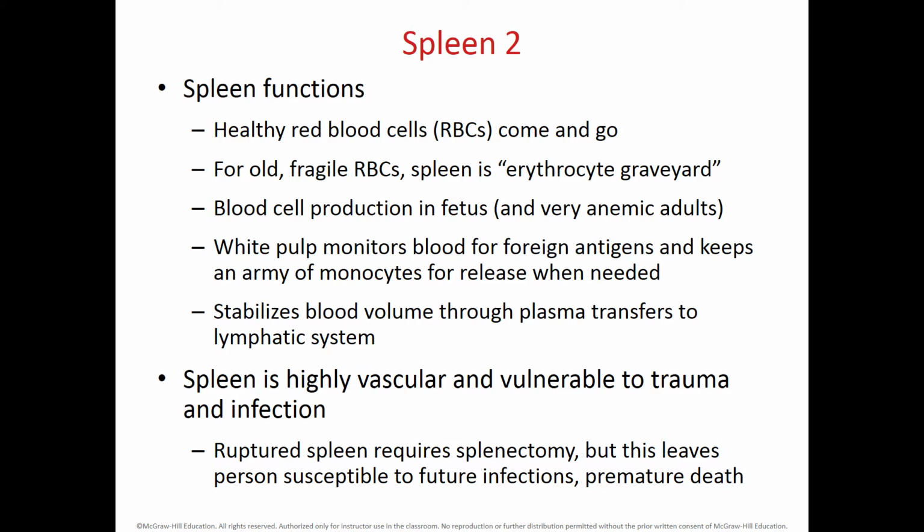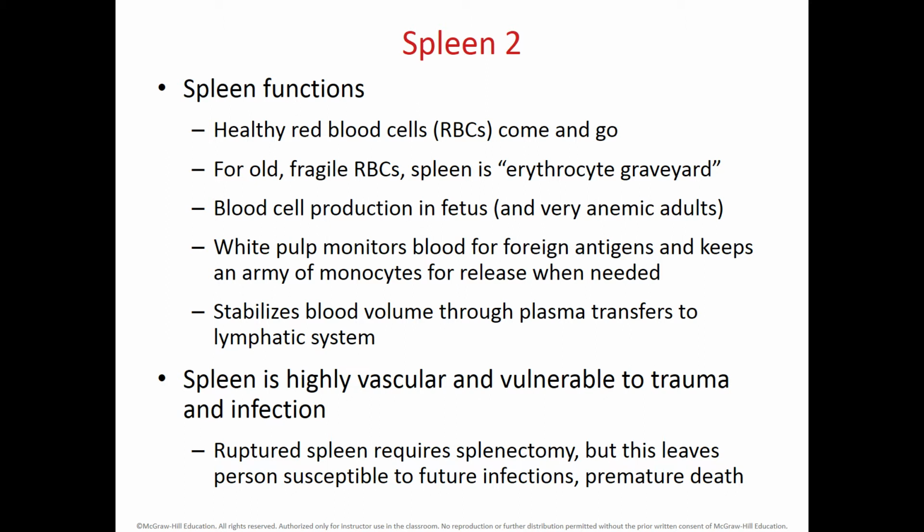So blood production happens as well in the spleen, but in the fetus. And the white pulp will monitor any infection within the blood, and it will stabilize the blood volume through plasma transfer to the lymphatic system.